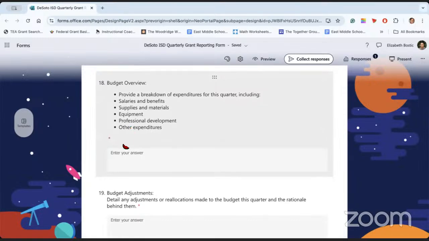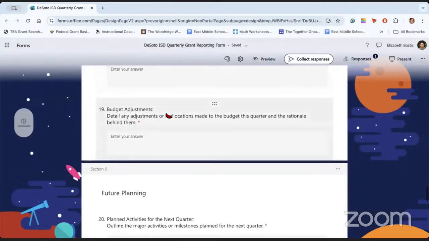This one can literally be as simple as saying what did you spend it on, and how much did you spend when you pull it up on Teams. So you go to your admin assistant or you pull it up yourself. For salaries and benefits, you'd look under 6,100. So how much was spent in 6,100 for salaries and benefits? Then supplies and materials, which is 6,200, and 6,300 for equipment, that kind of thing.